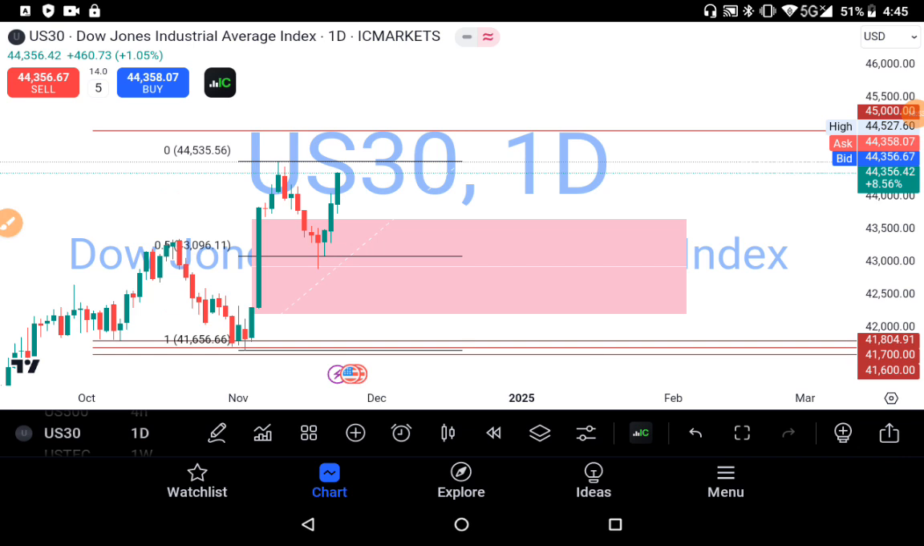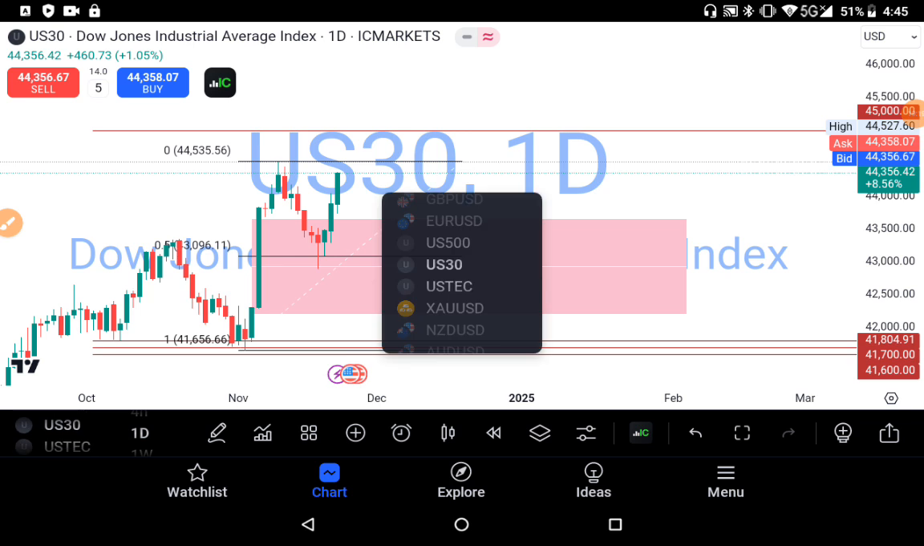So that is that. The same thing you are seeing on my S&P 500 is for the same purpose and having the same premise in mind. So we should be able to see 44,000. We should be able to take out 44,500 and 45,000 in the nearest future. So enough of that.